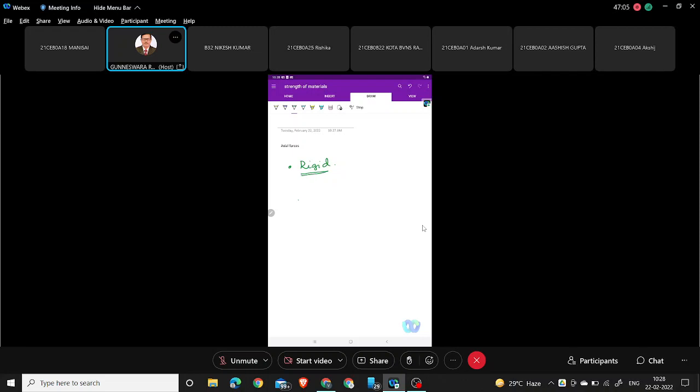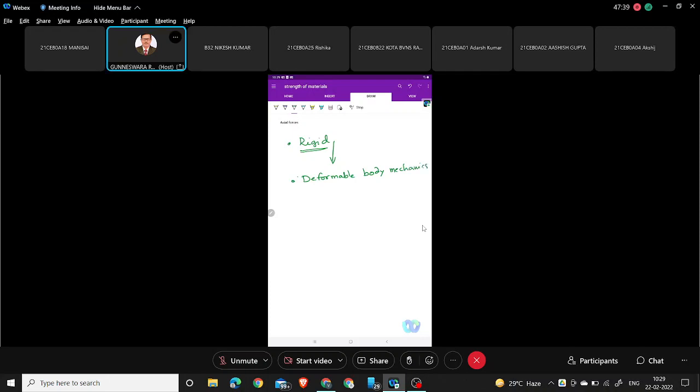But in general, the bodies are not rigid. Discontinuities will be there, meaning cavities, voids will be there. So therefore, you have to relax the assumption of rigid body. Once you relax the assumption of rigid body, then it becomes a flexible body, or rather you can't say flexible body, it is a deformable body. Deformable body mechanics, it is called.